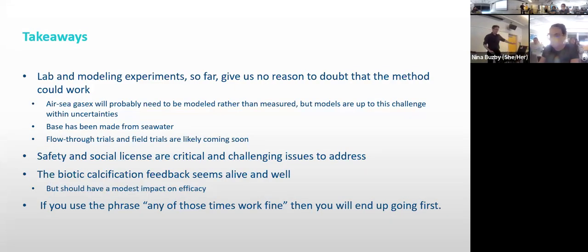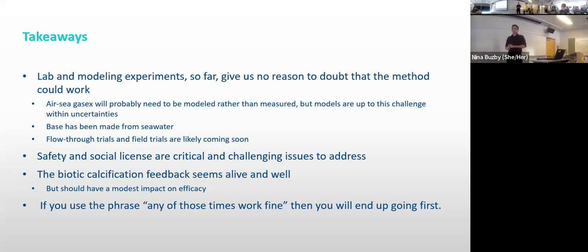Okay, takeaways from the whole presentation. First up, lab and modeling experiments so far do not give us any reason to doubt that ocean alkalinity enhancement electrochemical methods could work. The air-sea gas exchange seems to be indicating that it would mostly happen before that water lost contact with the atmosphere. We've now made the base from seawater. We've done some flow-through trials already, and field trials are coming soon, both with our research and a number of other research projects.